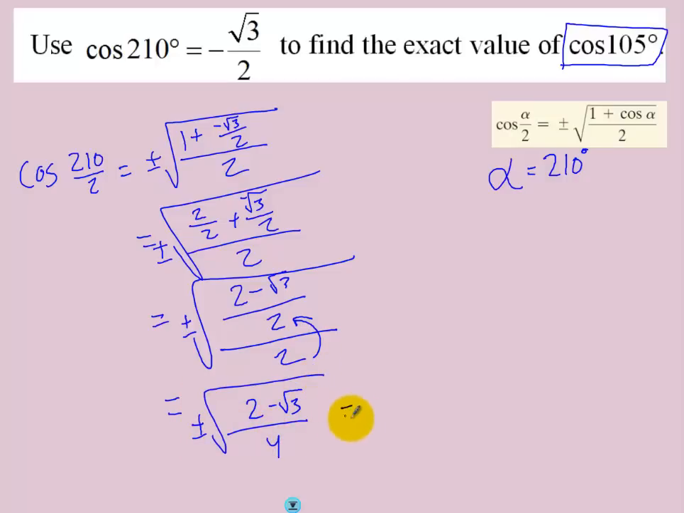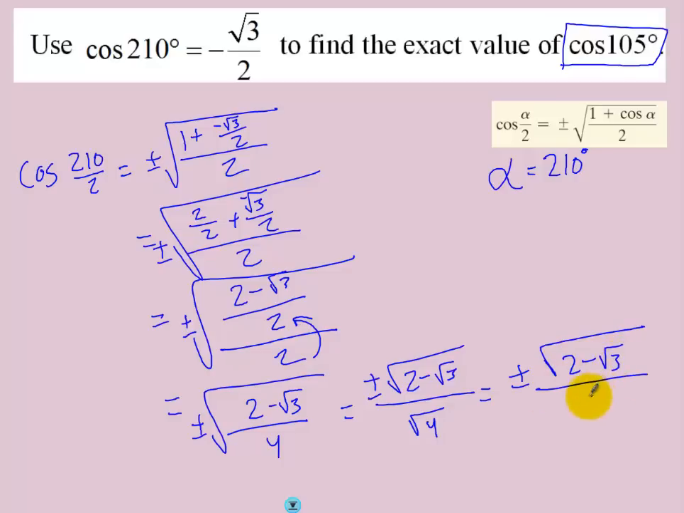Plus or minus the square root of that, which I can break up into plus or minus the square root of 2 minus radical 3 over the square root of 4, which is plus or minus the square root of 2 minus square root of 3, over 2. And that is so gross, but that's going to be your answer. Alright, that's it.